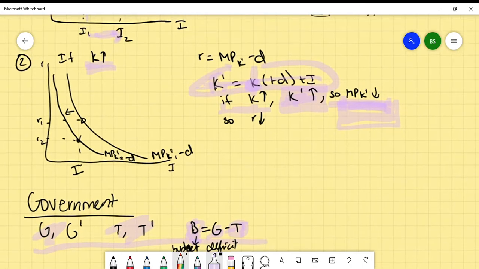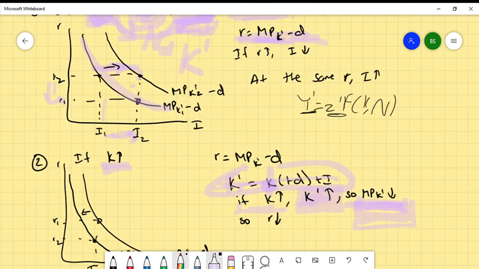And I just want to make sure that's sort of guaranteed. And also, if depreciation were to increase, obviously it's going to fall. And if MPK itself were to increase, then R would also increase. It's pretty obvious. I don't really need to go over those.